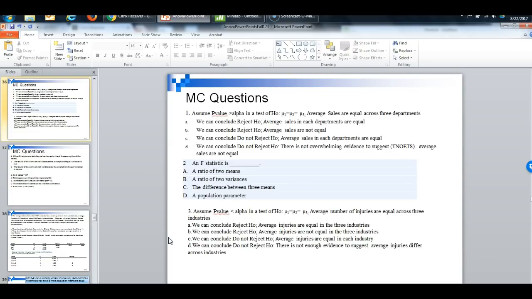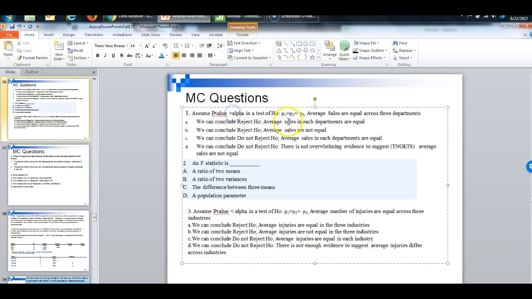So let's do some multiple choice questions. Assume that your p-value is greater than alpha in the test. Average sales are equal across 3 departments. If your p-value is greater than alpha, are you going to reject or do not reject? We're going to do not reject. So it's got to be one of these two.